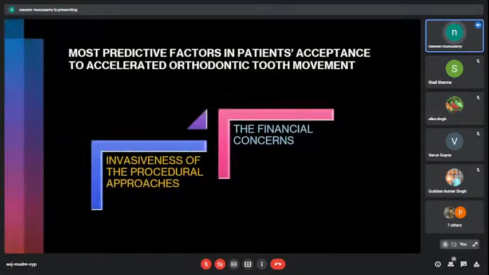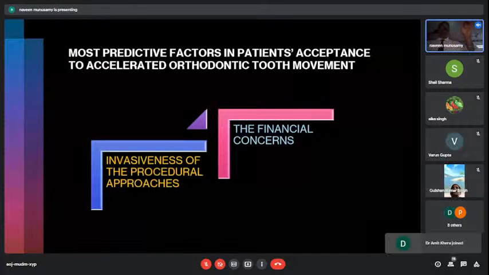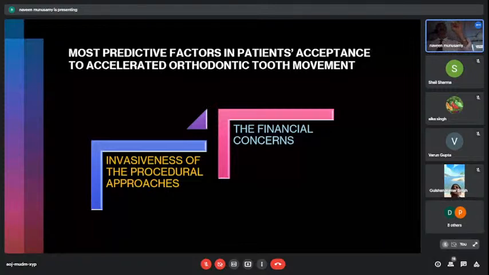So the most predictive factors in patient acceptance of accelerated orthodontic tooth movement will always be dependent on the invasiveness of the procedures. There will always be a question mark, and the financial concerns. But only when we solve these two factors, then probably we will be able to use these methods in our clinical practice for the advantage of patients.